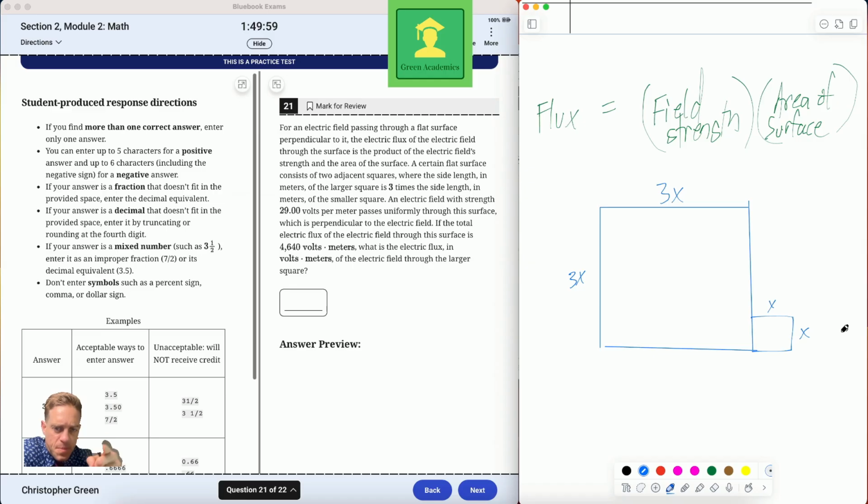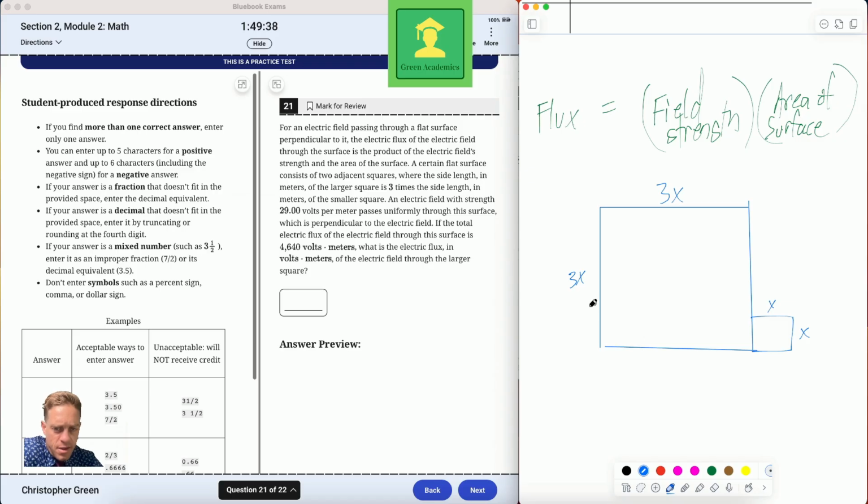Okay? An electric field with strength 29 volts per meter passes uniformly through the surface, which is perpendicular to the electric field. If the total electric flux of the electric field to the surface is that, what is the electric flux in voltmeters of the electric field through the larger square?